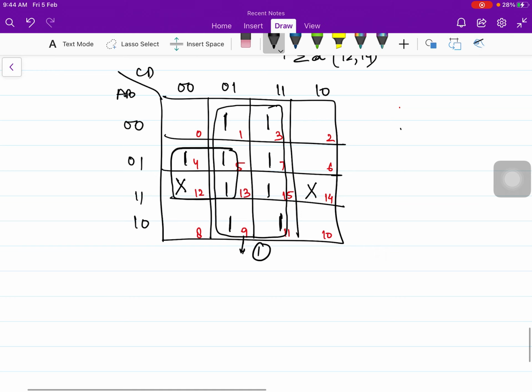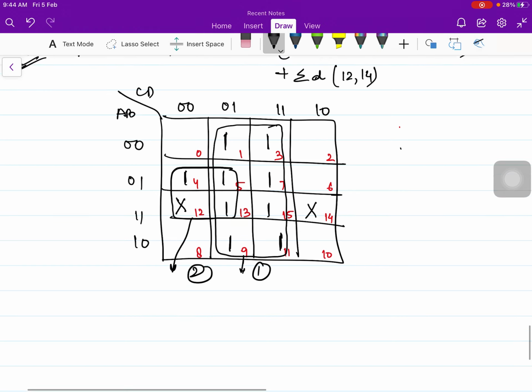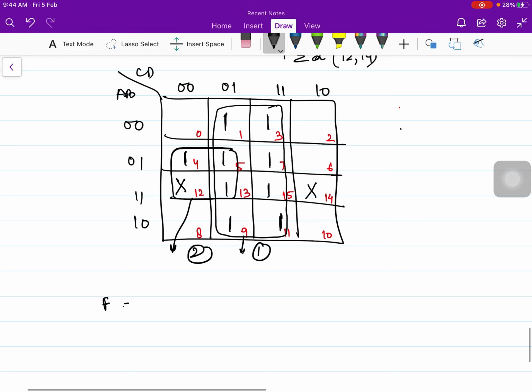So we have two groups here. Let's write the answers for them. For the first group, the answer will be F is equal to, from AB side nothing will come, and from CD side D is common. For the second group, from AB side it is B, and from CD side it is C bar. So it is B C bar plus D. I hope now you can get somewhat the concept of don't cares.